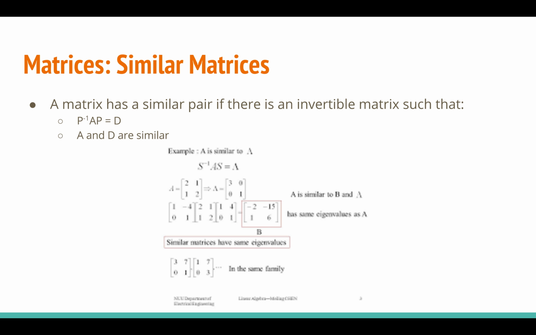Similar matrices. Now these are a little bit complicated because what they actually mean is not entirely clear at first. It is strictly defined as a relationship between two matrices such that when you multiply one matrix by a matrix P and its inverse, P to the negative 1, you get the similar matrix D, right? A and D are therefore similar.